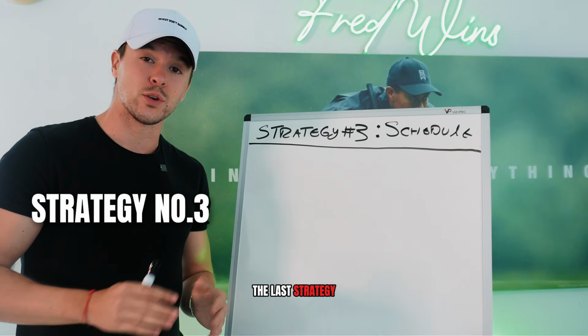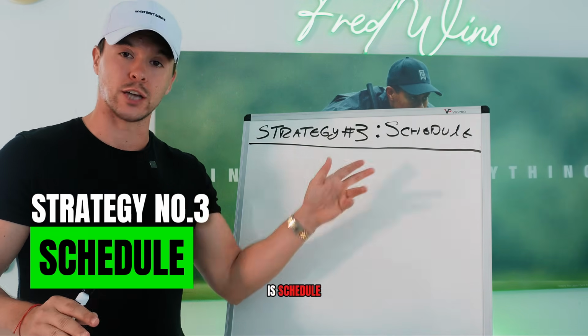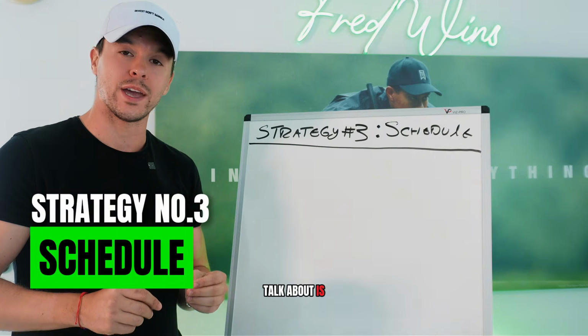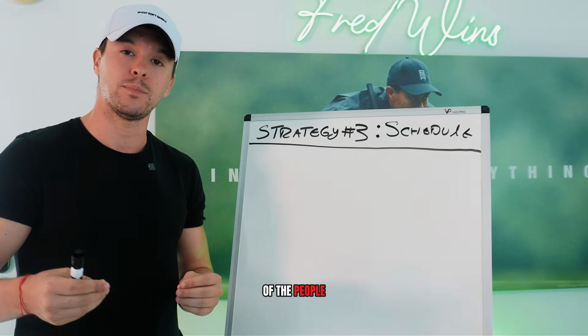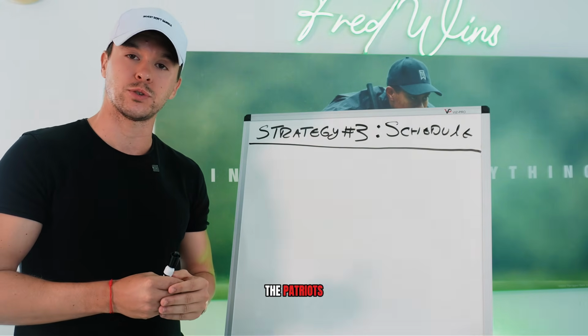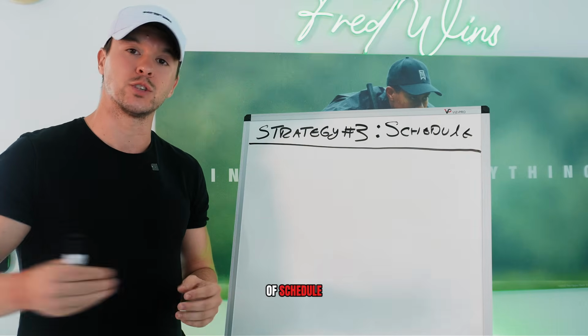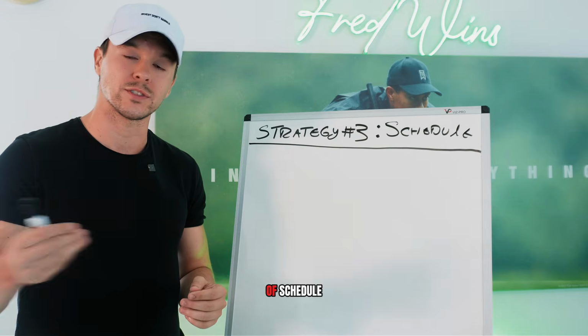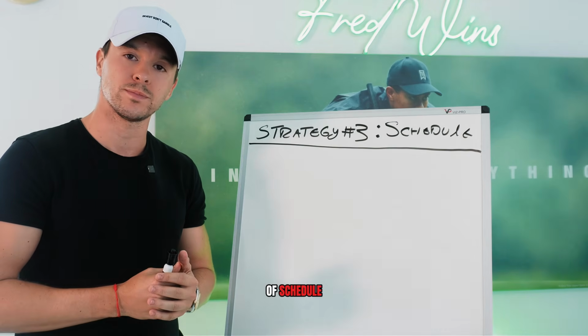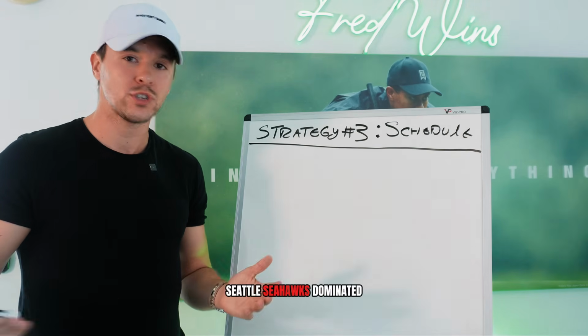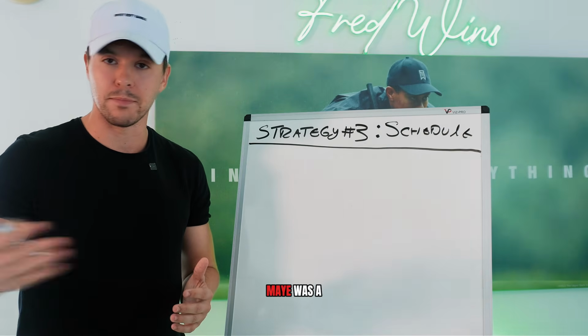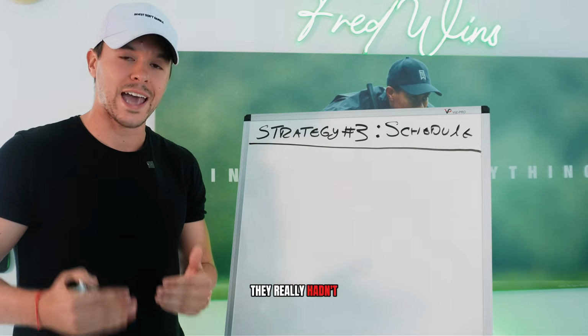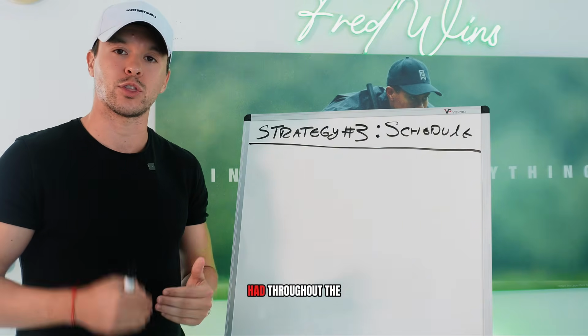The last strategy, and one of the most important ones, is schedule. And the first thing I'm going to talk about is a big reason why a lot of the people last year were talking shit about the Patriots. And it's because of their strength of schedule. Throughout the season, there's 32 teams, and they have the 32nd strength of schedule, meaning they have the easiest strength of schedule. And it makes sense why the Seattle Seahawks dominated them. A, Maye was a young player, and B, they really hadn't faced oppositions like the Seahawks had throughout the season.